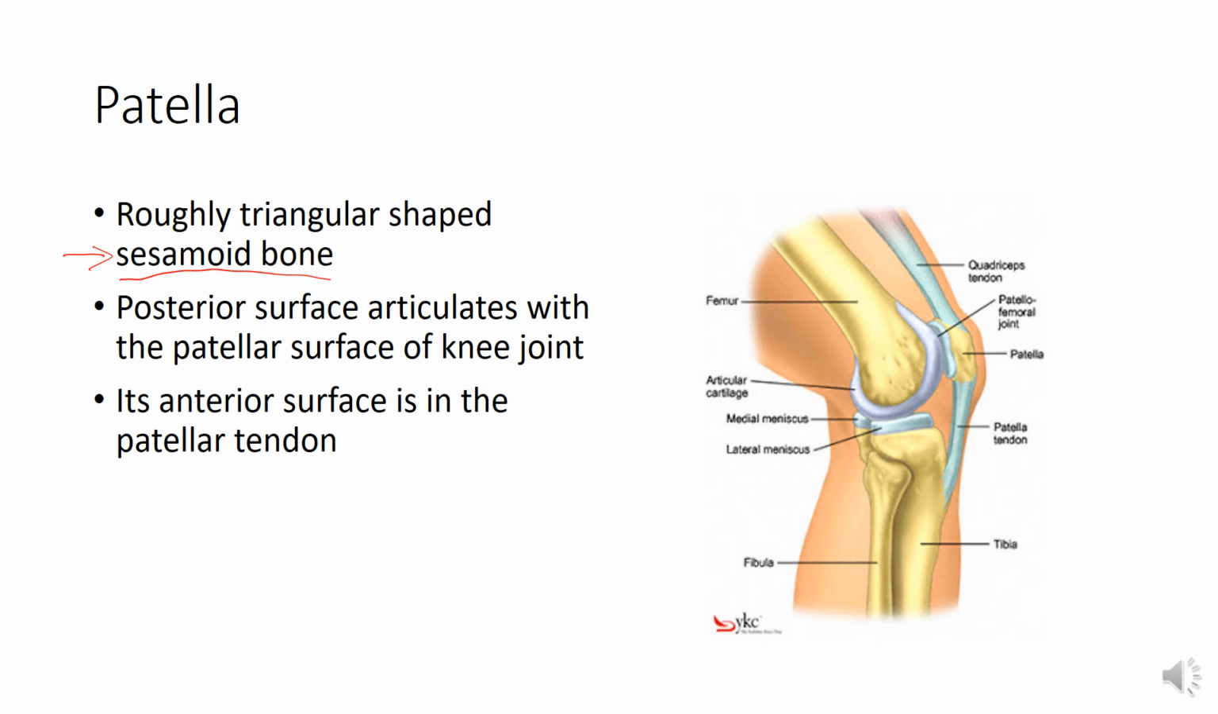Here you can see that its posterior surface is articulating with the anterior surface of the condyle of the femur in the knee joint, and its anterior surface is covered by the tendon of the quadriceps femoris. This tendon is known as patellar tendon.